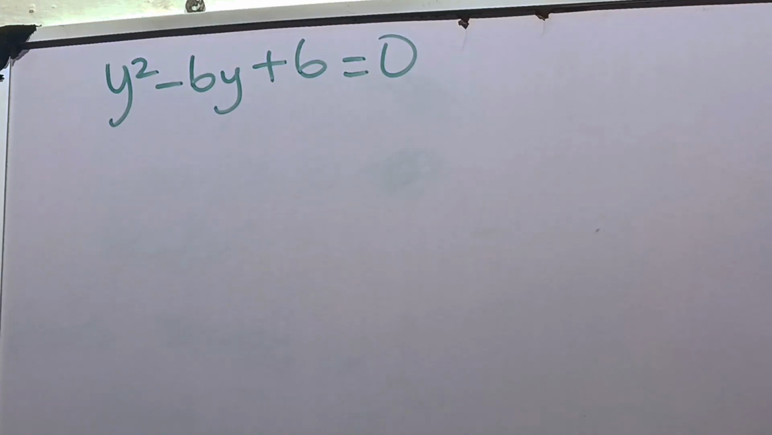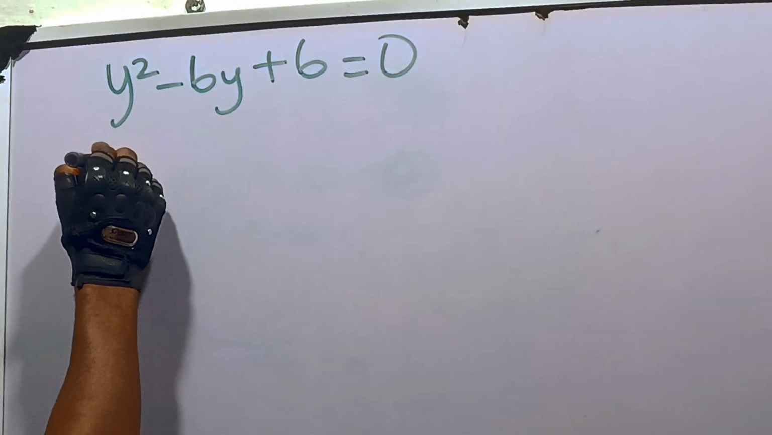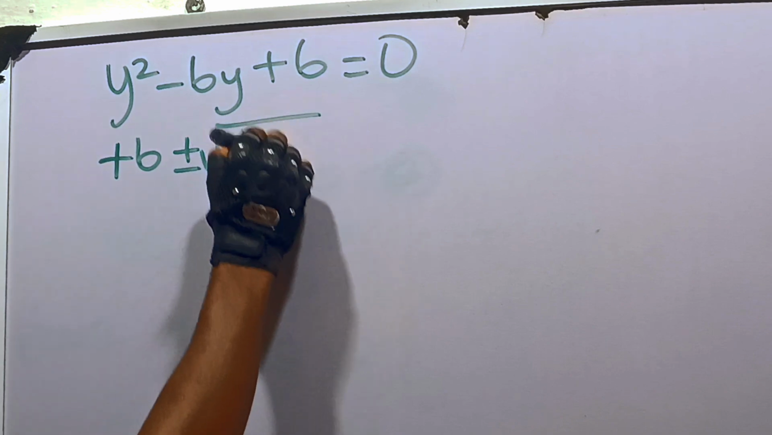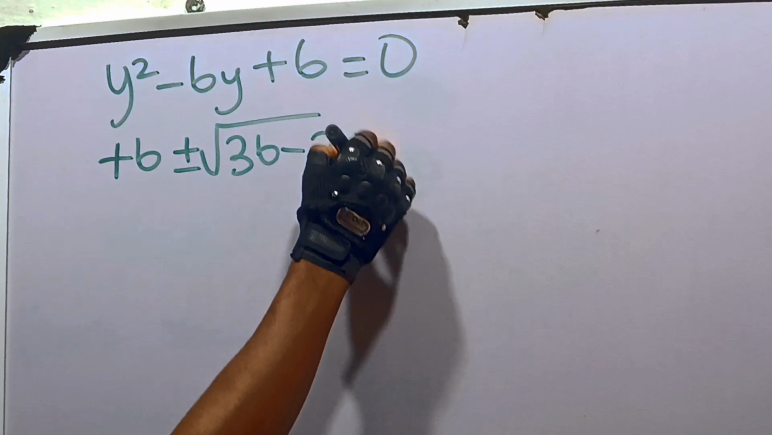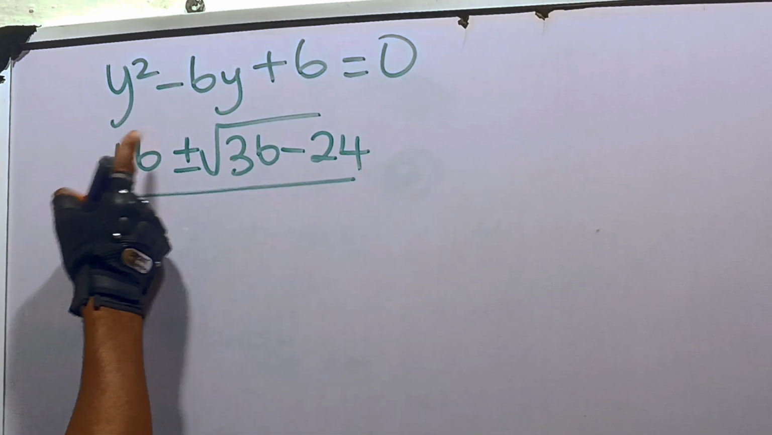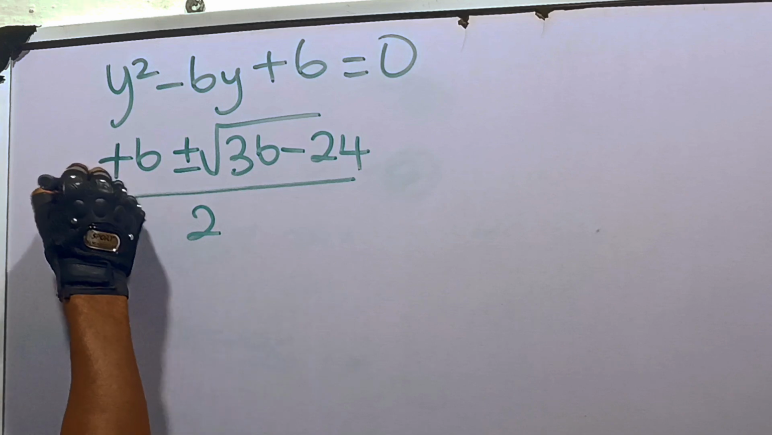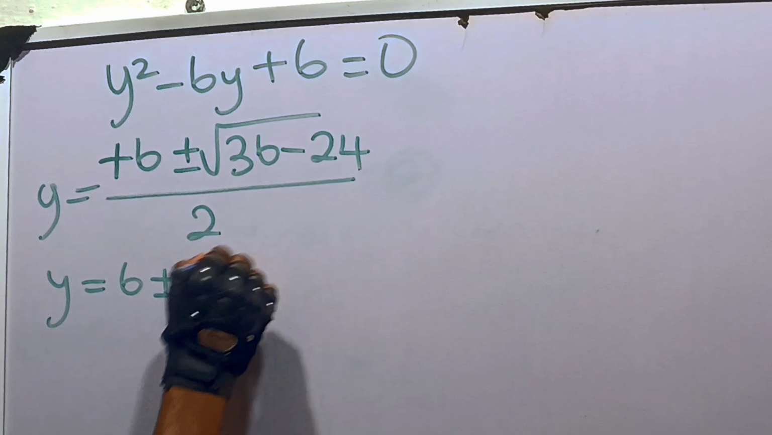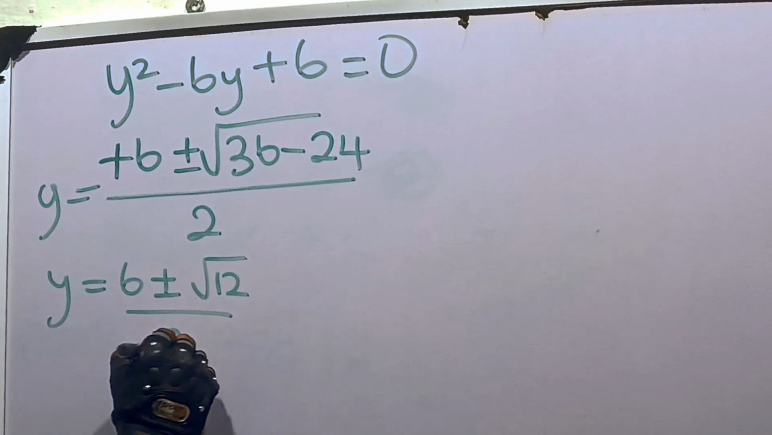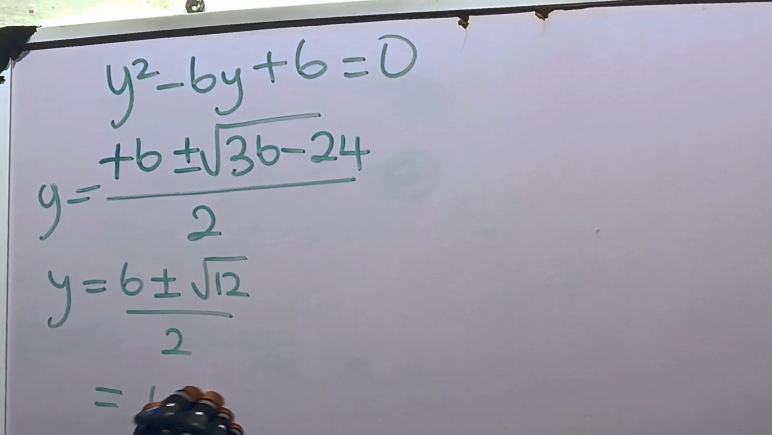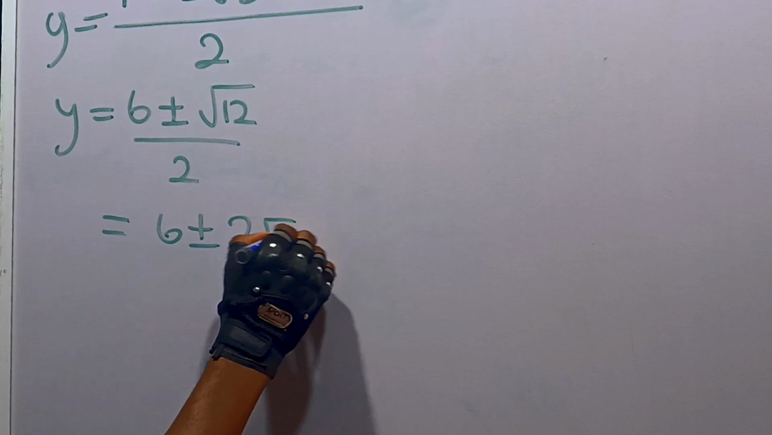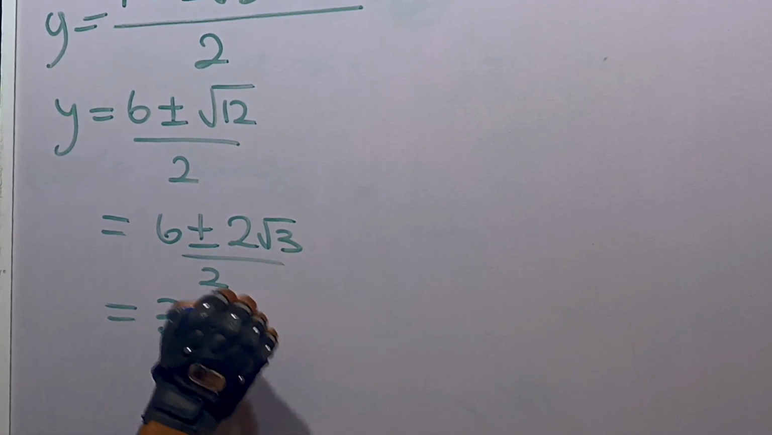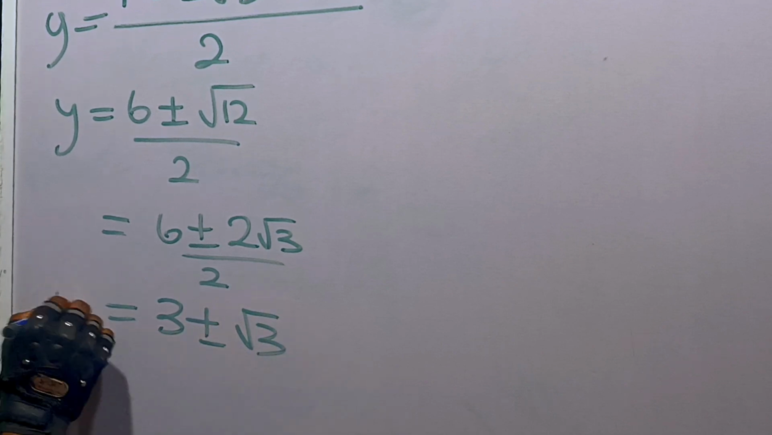We can now say that solving this, we have minus of minus 6, which is plus 6, plus or minus the root of 6 squared, which is 36, minus 4 times 6, which is 24, all over 2a, which is 2 times 1, which is 2, is equal to y. So our y becomes equal to 6 plus or minus root 12 divided by 2. This becomes 6 plus or minus 2 root 3 divided by 2, which becomes 3 plus or minus root 3. Okay, this is our y.